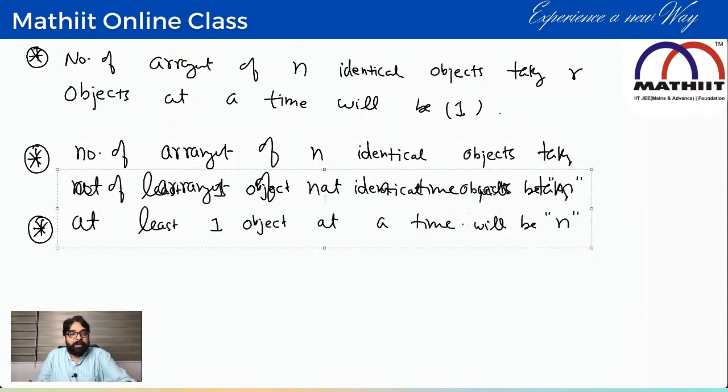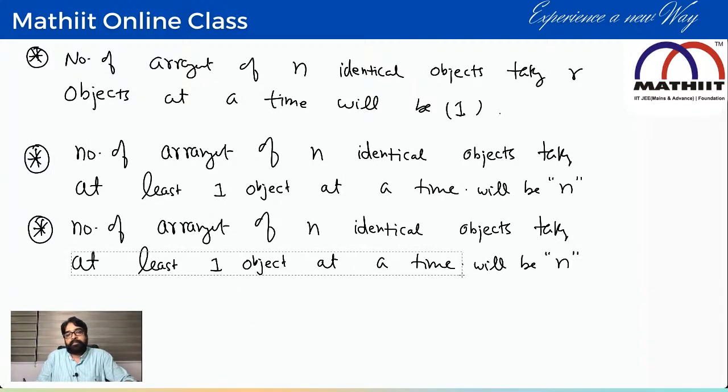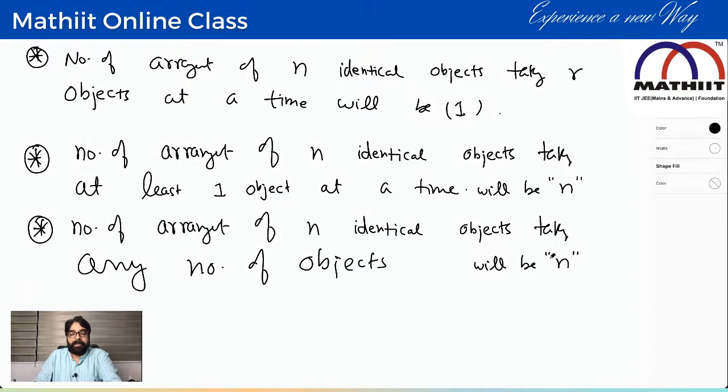Sorry, I hope you're able to understand that. Imagine I say the same question: number of arrangements of n identical objects, taking any number of objects. Will be, speak out. Is this question and the previous question different or the same?